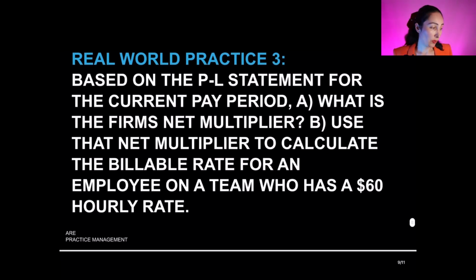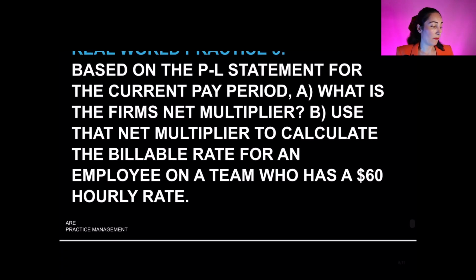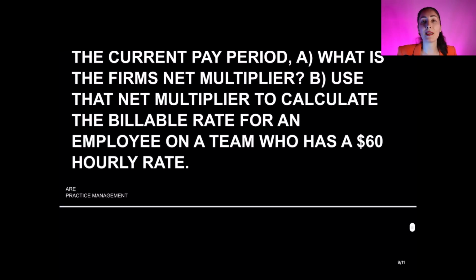Real world practice number 3. Based on the profit and loss statement for the current pay period, again, as we just went through. Part A, what is the firm's net multiplier? And part B, use that net multiplier to calculate the billable rate for an employee on a team who has a $60 an hour hourly rate.